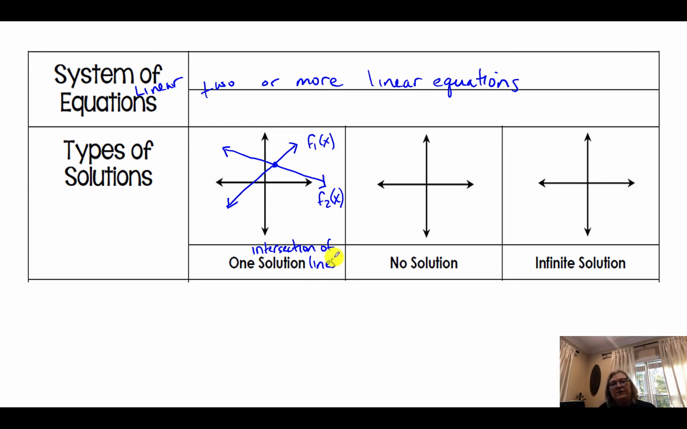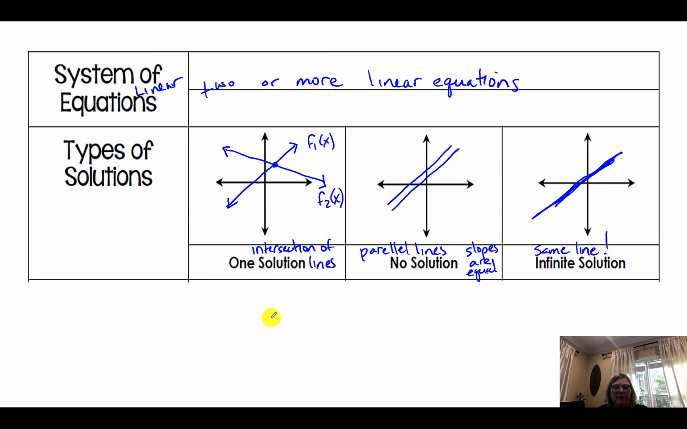There can be no solutions, and that happens when the lines are parallel, because they never intersect. And just as a reminder, for parallel lines, the slopes are equal. And the third possibility is infinite solutions. The only way that can happen is if they're actually the same line. I didn't draw that too well, but just pretend it's one thick line.